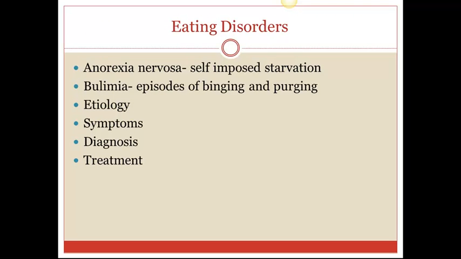Eating disorders. There are two different eating disorders. There's anorexia nervosa, which is self-imposed starvation, and bulimia, which is episodes of binging and purging. The etiology is unknown, but societal expectations may play a part. Symptoms are decreased energy, growth retardation, cardiac disturbances, and personality changes. Diagnosis is physical exam and diet history and reports from other family members, as oftentimes patients do not like to admit or tell physicians about their problem. Treatment is counseling, family support, nutritional consultation, antidepressant medications might be needed if this is the cause of the eating disorder.